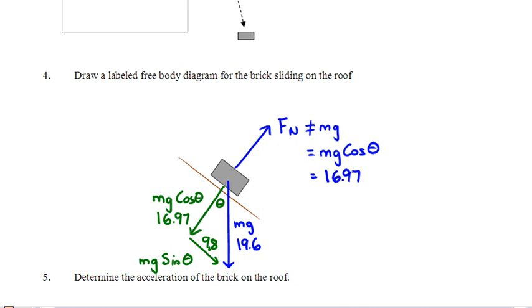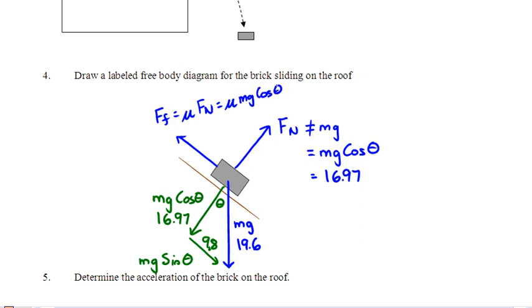Sometimes objects have friction when they slide down ramps, sometimes they don't. This one does. The roof is a little bit rough, so there's going to be a friction force here. The friction force for this item sliding down, it is sliding, so we can go mu times Fn. It is a reduced Fn, so this is mu times mg cos theta.